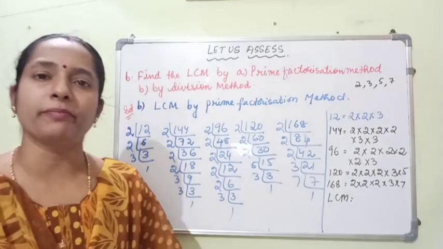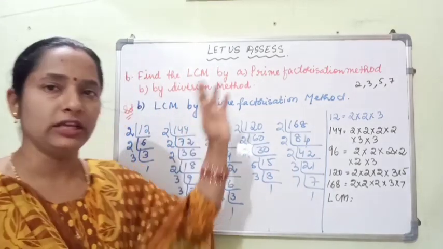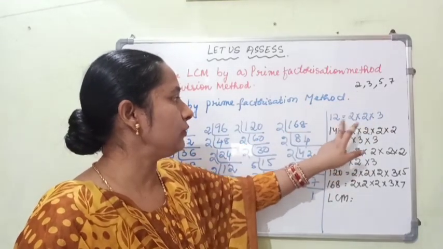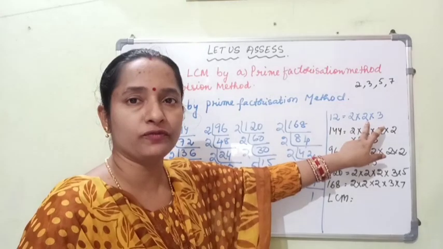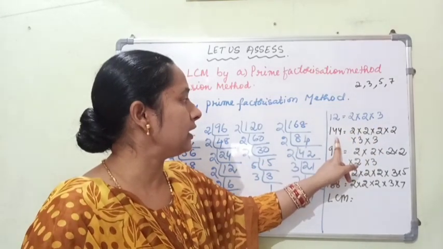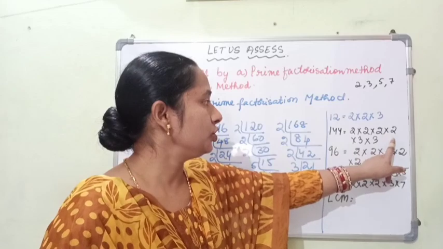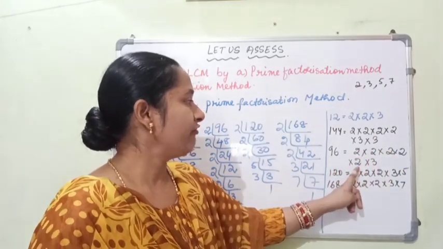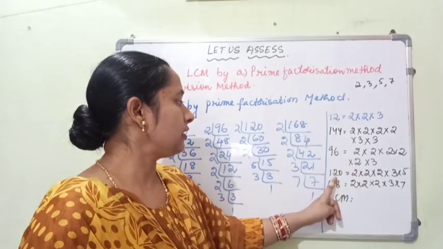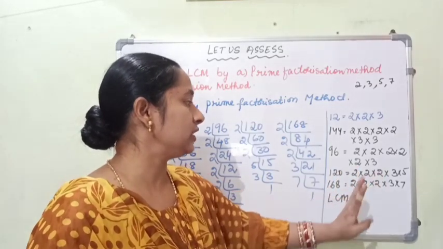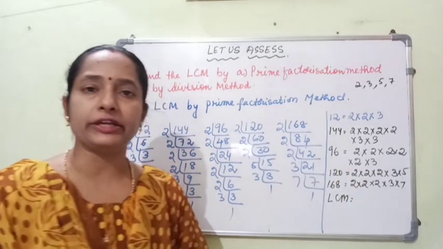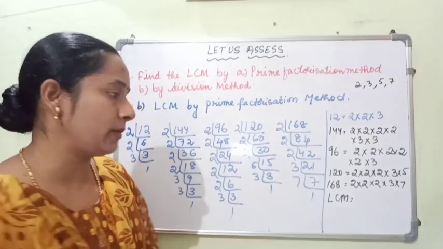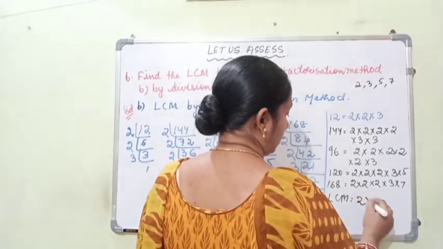Now in every number, what is the maximum repetition of any one of the factors? Let us first start with 2. In the first number, 12, the maximum repetition of 2 is twice. In the second number, the maximum repetition of the factor 2 is 4 times. In the third number, the maximum repetition of 2 is 5 times. In the fourth number, the maximum repetition of 2 is 3 times, and in the fifth number also 3 times. So what is the maximum repetition of 2 in any one of the numbers? It has gone maximum up to 5 times. So consider that.